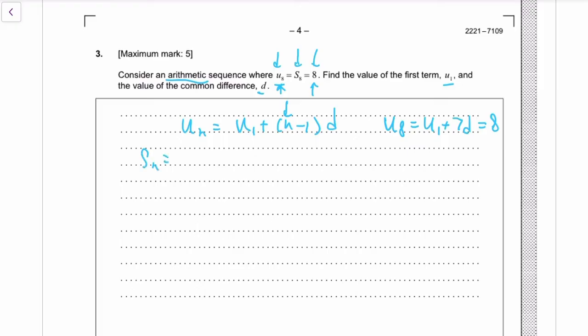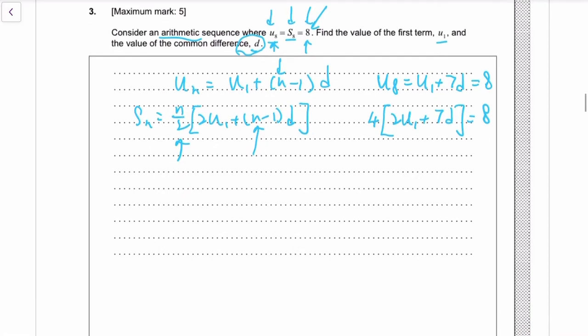Then we have Sn. If you look in the formula booklet, there are two versions, and since you're looking for the common difference, you want the one that actually has the common difference in it. So it will be this one. So S8, we sub in n to be 8. So this is 8 over 2, so it's 4, times 2u1 plus n minus 1, which is also 7d. Well, the question tells you S8 is also 8, so this whole thing equals 8.